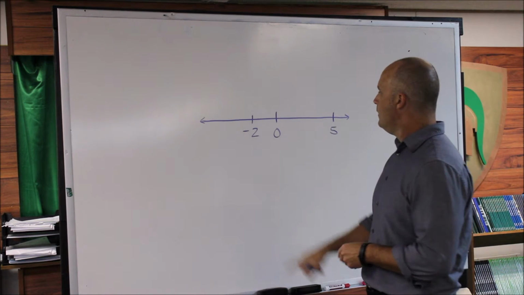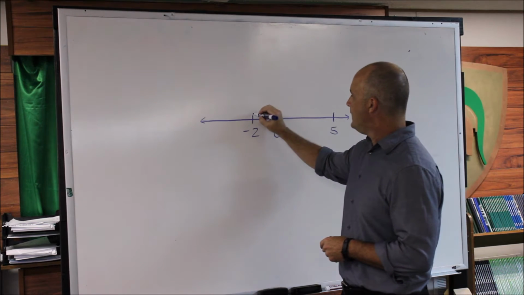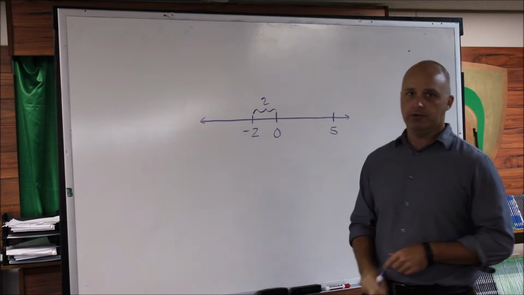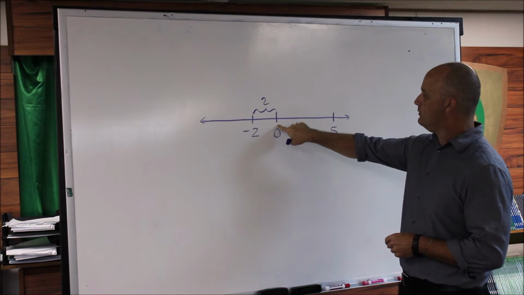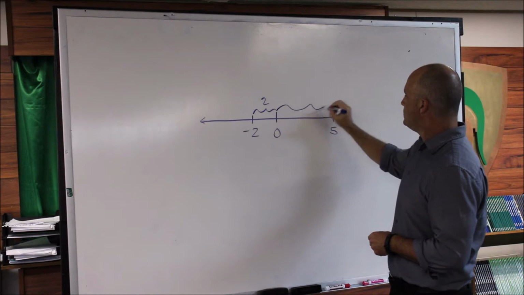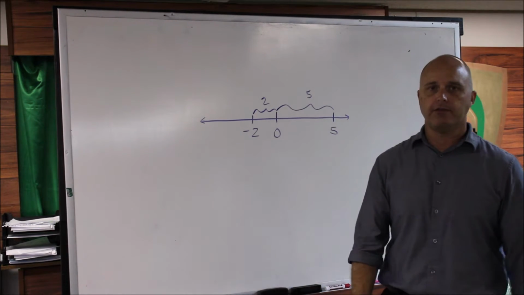We can just say, what is the distance between -2 and 0? And we know that that distance is going to be 2 units. Then we can also do, what's the distance between 0 and 5? And the distance there is 5 units. So we know that the overall distance is going to be 7 units.